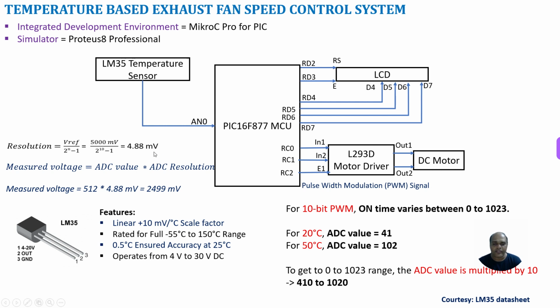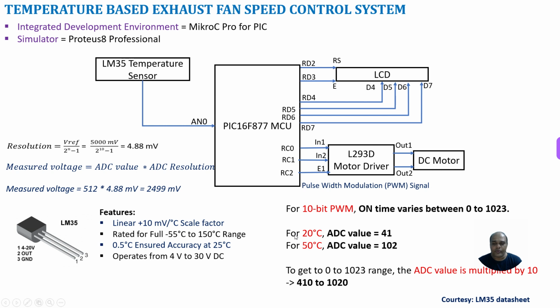This is the smallest voltage change which can be represented in a proper binary bit pattern by the ADC of your microcontroller. If the sensor voltage falls below this 4.88 millivolt, then we need to have an approximation. We will not get an exact binary representation, we will have a little bit of approximated value. For example, for 20 degree centigrade, the ADC value will be 41. For 50 degree centigrade, the ADC value will be 102.